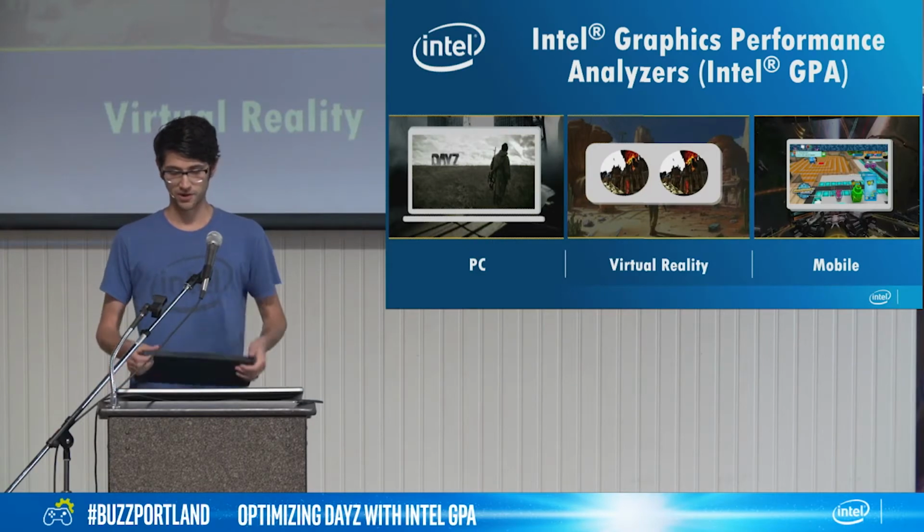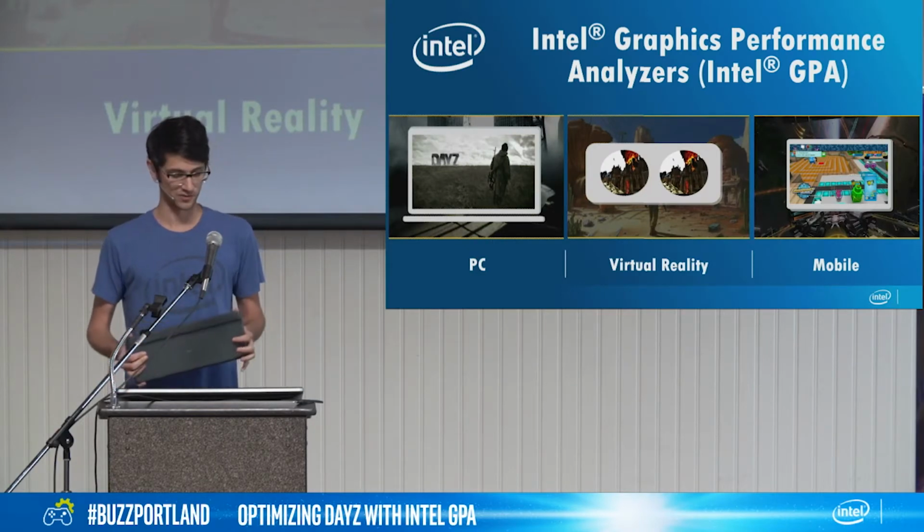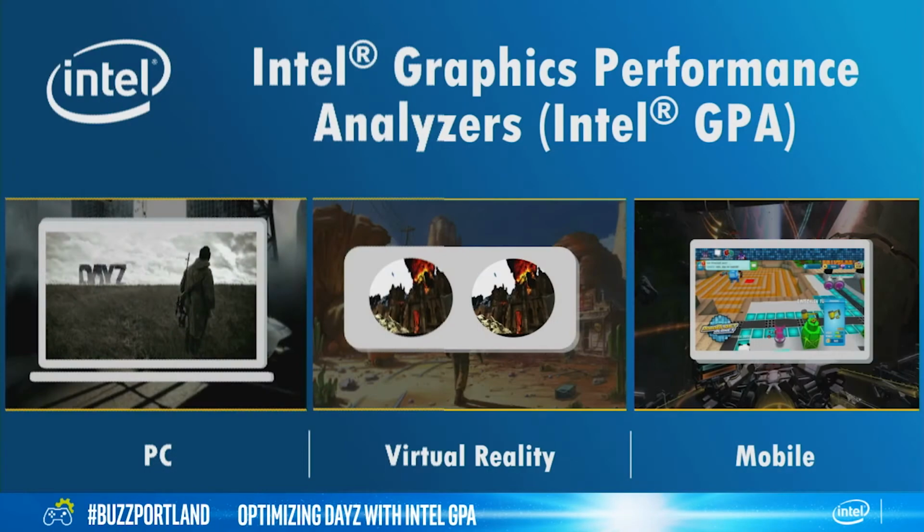Okay, now talking about Intel Graphics Performance Analyzers. This is my baby here. Essentially, I'm just going to go over the basics of what this thing is, how we can use it, and then we'll dive in. So Intel GPA, it's a suite of optimization tools, right?